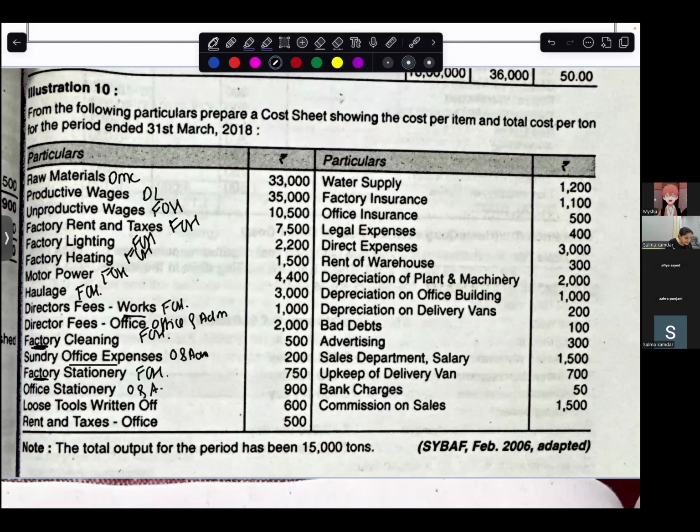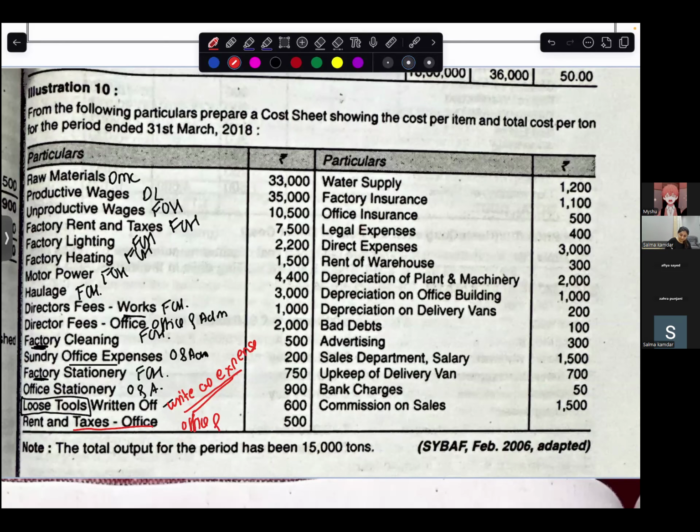Loose tools written off. It's cancelled, no? Written off means what? Your tool is cancelled as an expense. I made you write the meaning of it. You all did not write another thing. Rent and taxes, office. Office and administration.